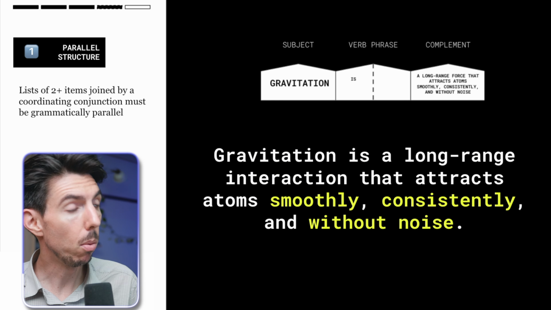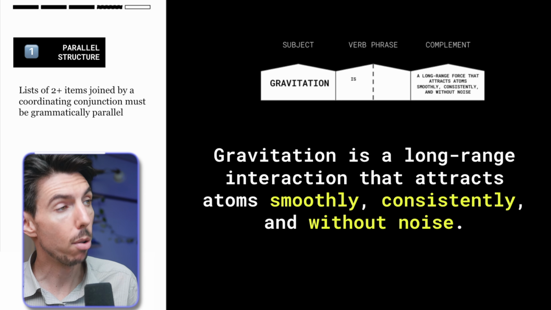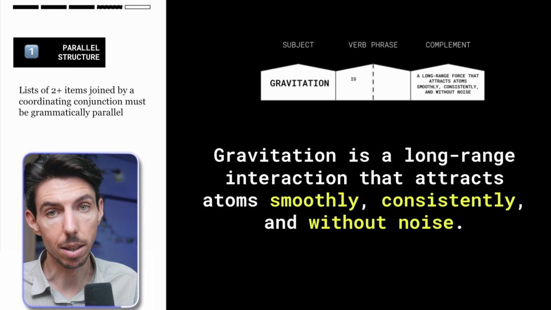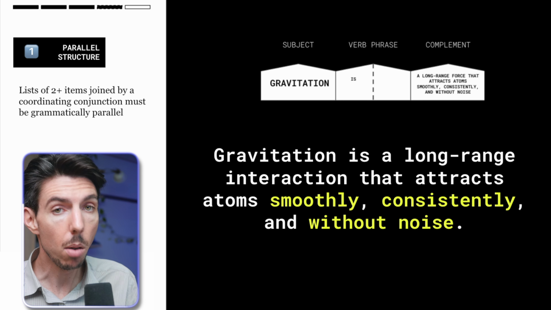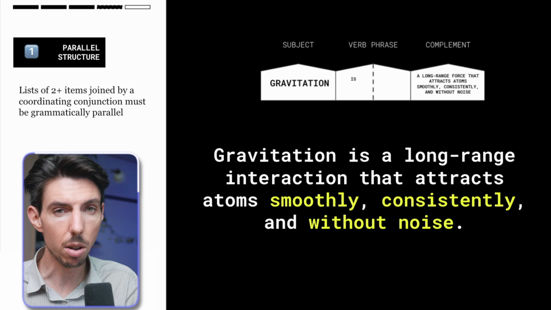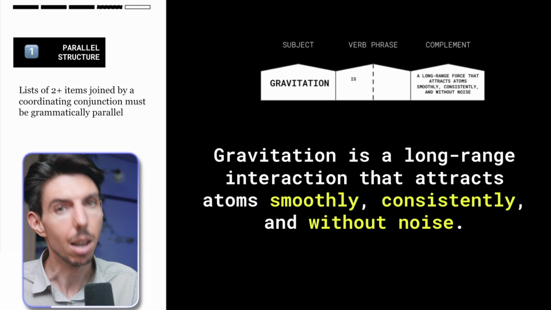Looking at the first example, we have gravitation is a long-range interaction that attracts atoms smoothly, consistently, and without noise. So smoothly and consistently, those are adverbs. We need without noise to be an adverb. It's not as simple as just changing the words around. We need to find an adverb that means exactly the same thing. You probably know it.